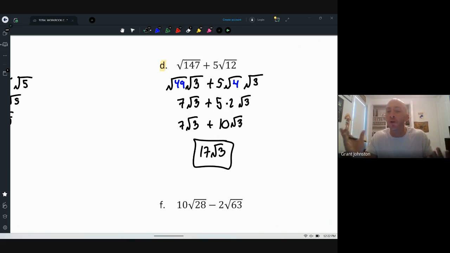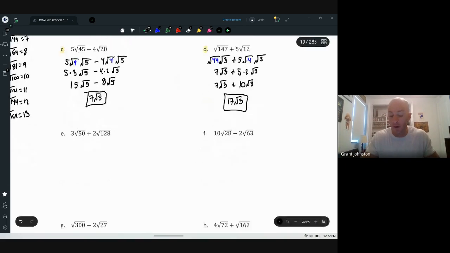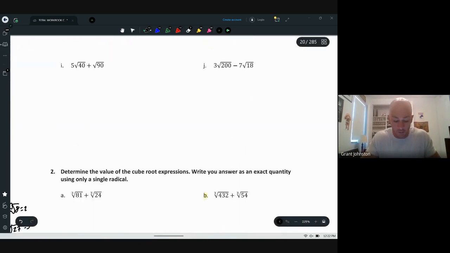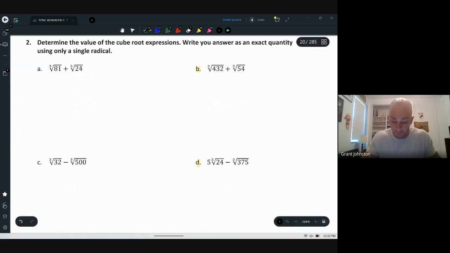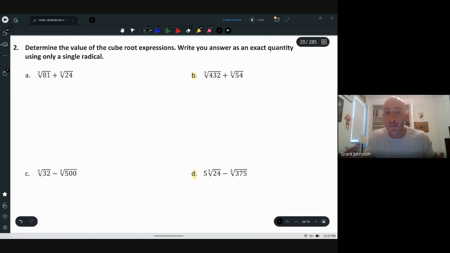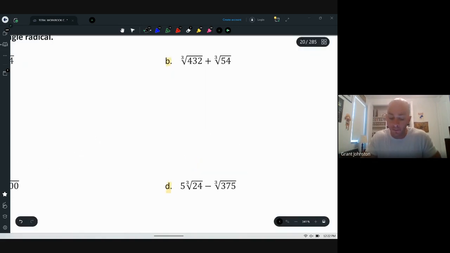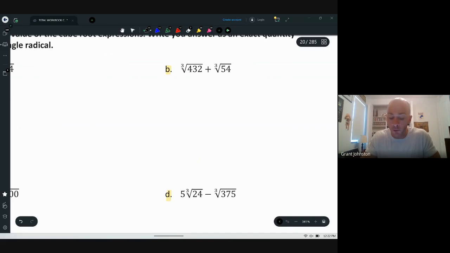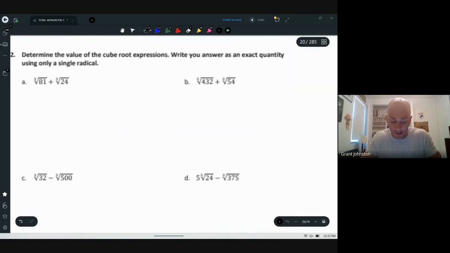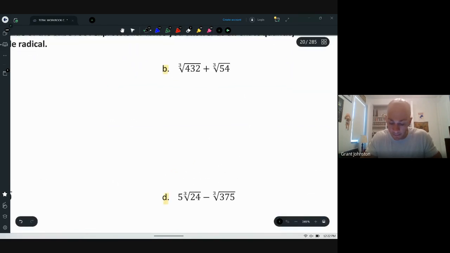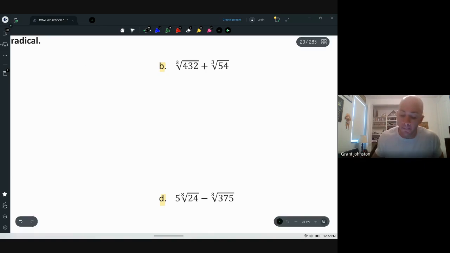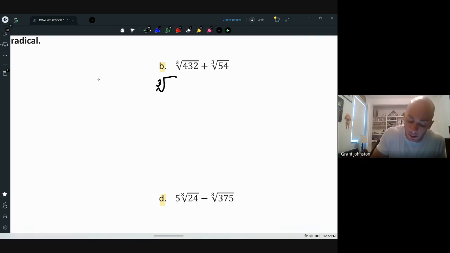Let me show you a few with the cube roots. Same thing, except now we're using cube root expressions. I got the cube root of 432. I'm going to do B and D. I'll let you guys do A and C. So the cube root of 432, let's break that up. We're also going to break up this one.